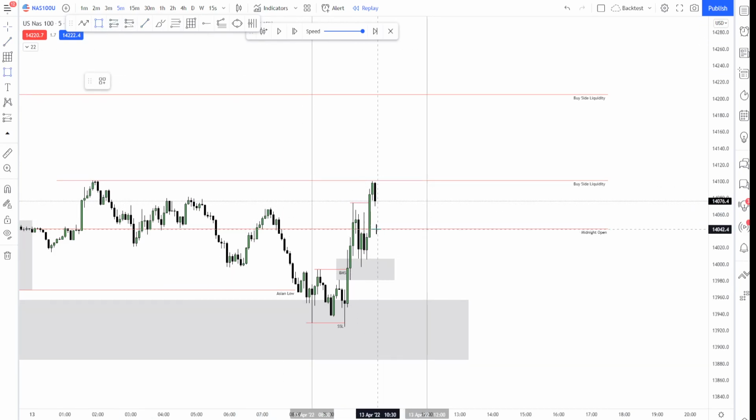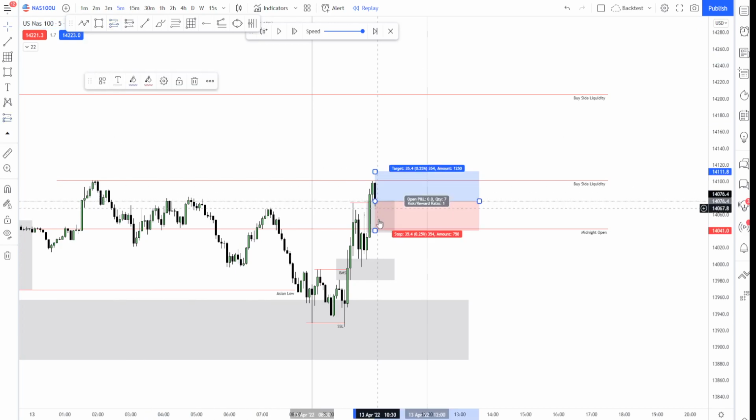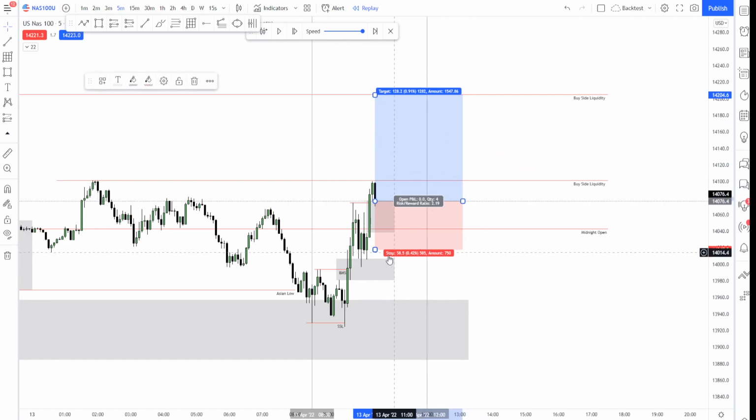And now, given the imbalance, here's our fair value gap. Now we want to see price go up again. Stop loss below here, take profit up here. You could reduce your stop loss depending on how you want to enter.